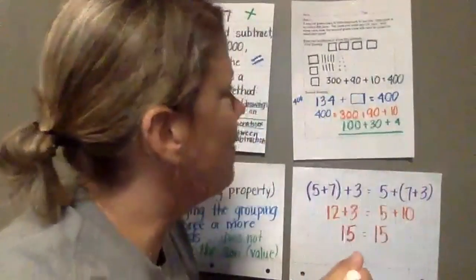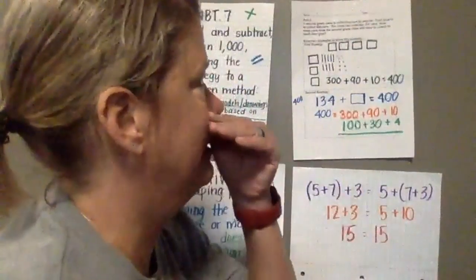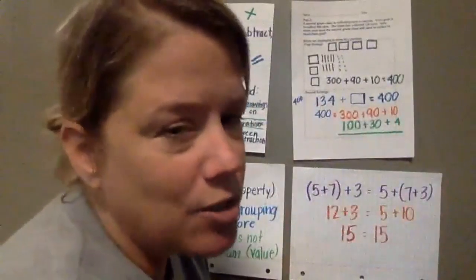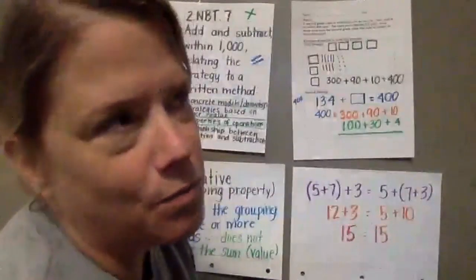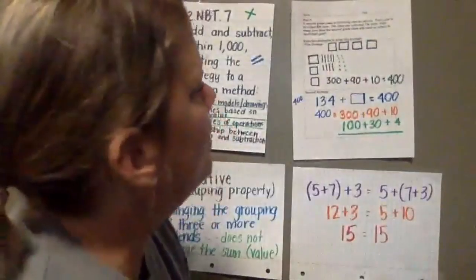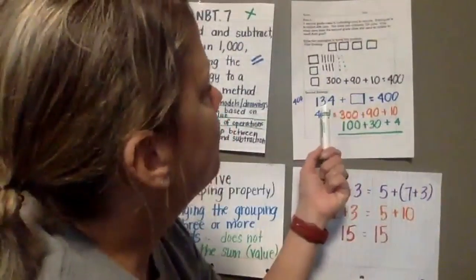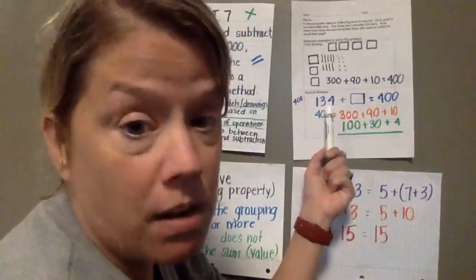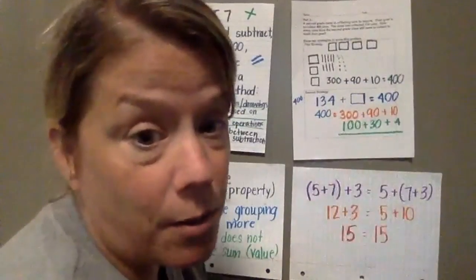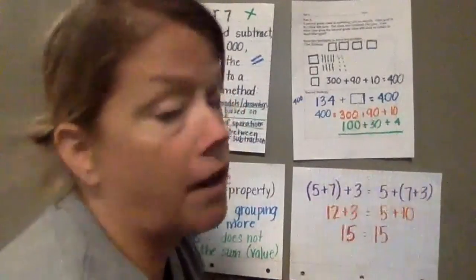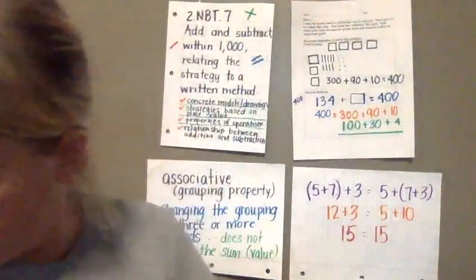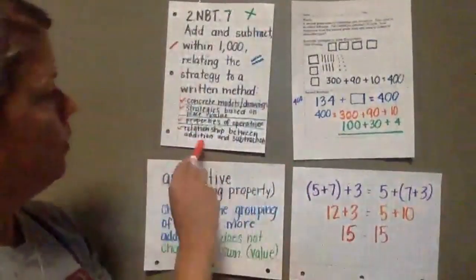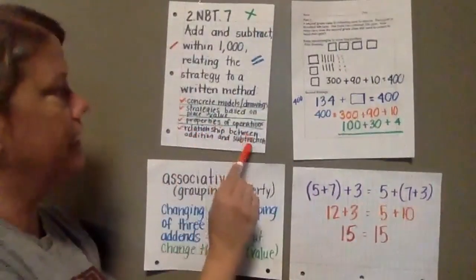But how am I going to find out what the missing number is? How am I going to find out? You should be doing this with your situational types, because we know one part, we're missing a part, and we know our total. So how are we going to find the missing part? What do you think we should do? Look here. Relationship between addition and subtraction.